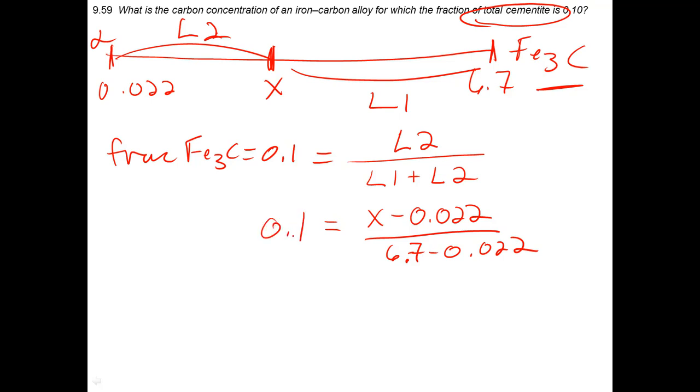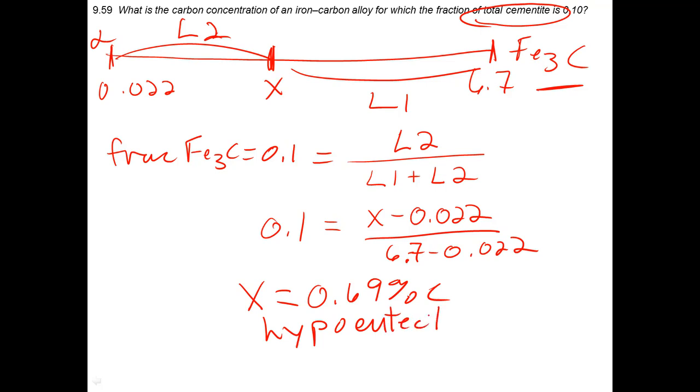So in terms of those lengths, L2 is x minus 0.022. The total tie line length is 6.7 minus 0.022. And we can go ahead and solve for x then and get a value of 0.69% carbon, which is a hypoeutectoid steel, meaning its carbon concentration is less than the eutectoid by just a little bit, at 0.69% carbon.